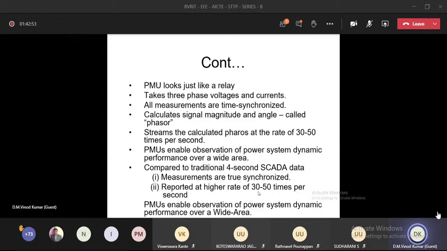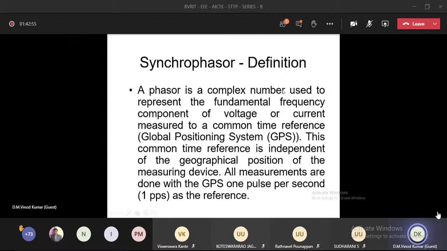The synchrophasor definition is that a phasor is a complex number, magnitude and phase angle, used to represent the fundamental frequency component of voltage or current measured to a common time reference by means of GPS, Global Positioning System. This common time reference is independent of the geographical position of the measuring device. All measurements are done with the GPS 1 pulse per second as a reference, because if you want to measure with respect to time, some reference is required. The reference is 1 pulse per second. With this reference, all the measurements come out of the PMU.